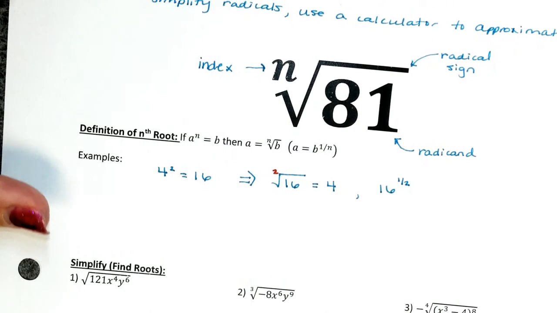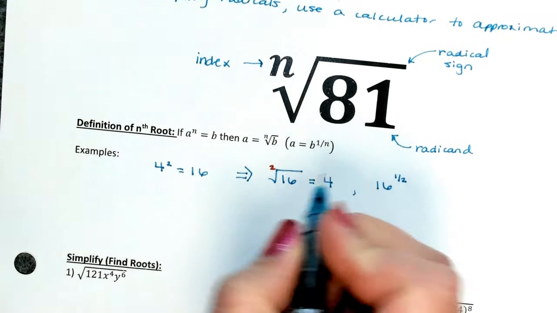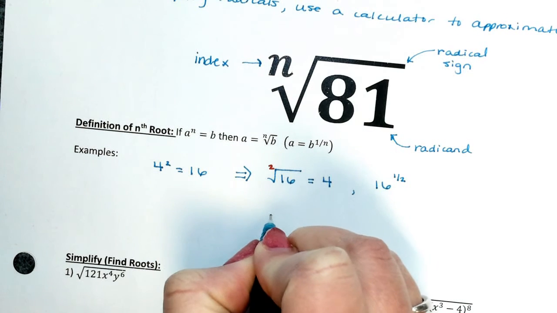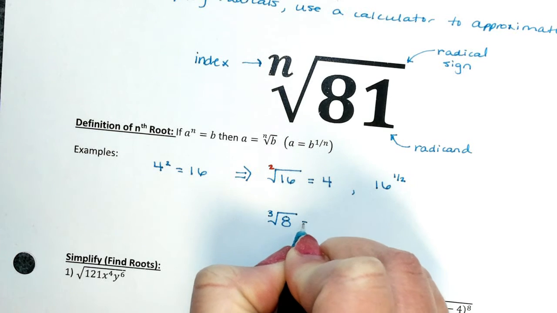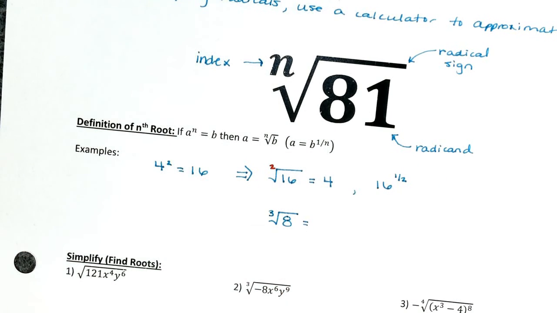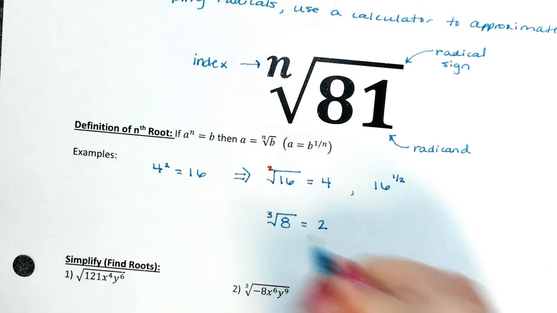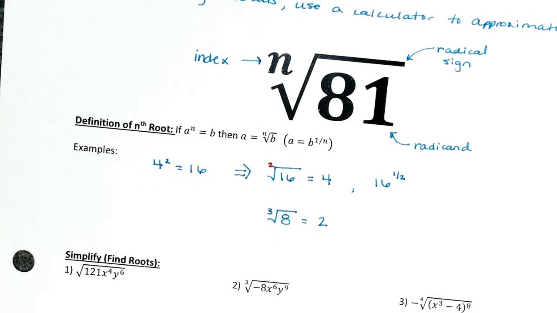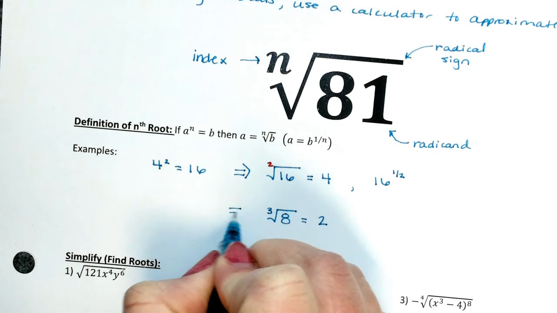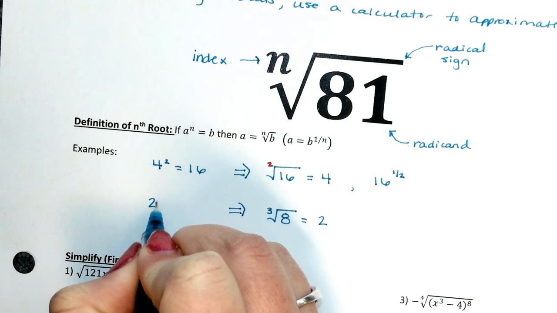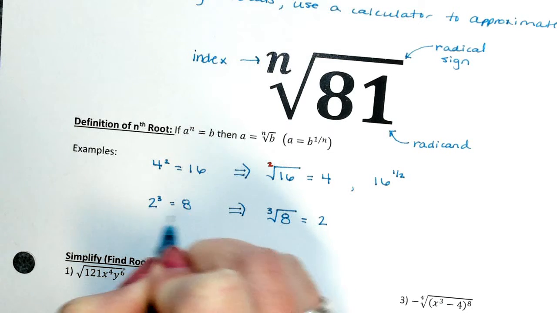Okay, so then let's talk about another example. If I wanted to talk about the cubic root of 8. Now, we've talked about cubic roots before, not specifically, but I have asked you, what number do you cube and get 8? 2. And so that's exactly what we're asking right here. What number do you cube, because that's the index, to get 8? It's 2. We know this because 2 to the third power is 8.